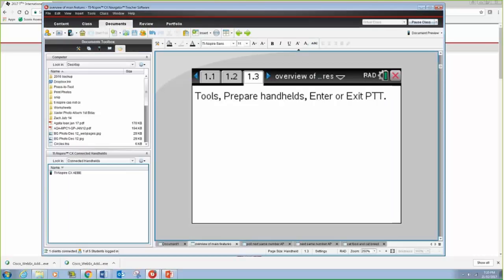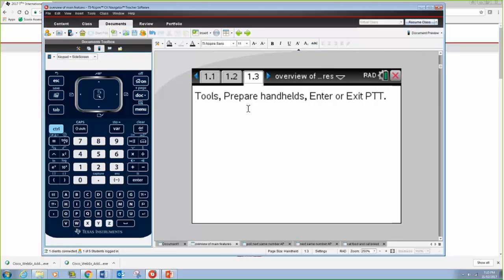So I will stop the presenter and go back to documents, and in the same way you could actually exit the students from press-to-test mode, which is quite handy when we can do that via the navigator or the docking station. I pause class because we won't need that anymore and go back to the calculator.